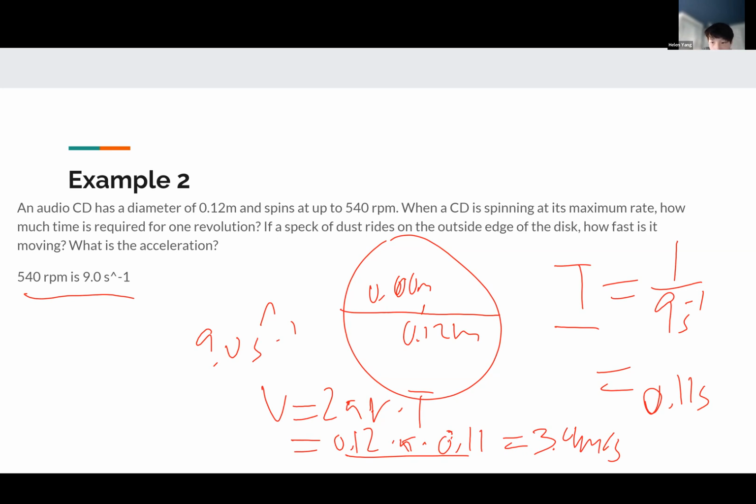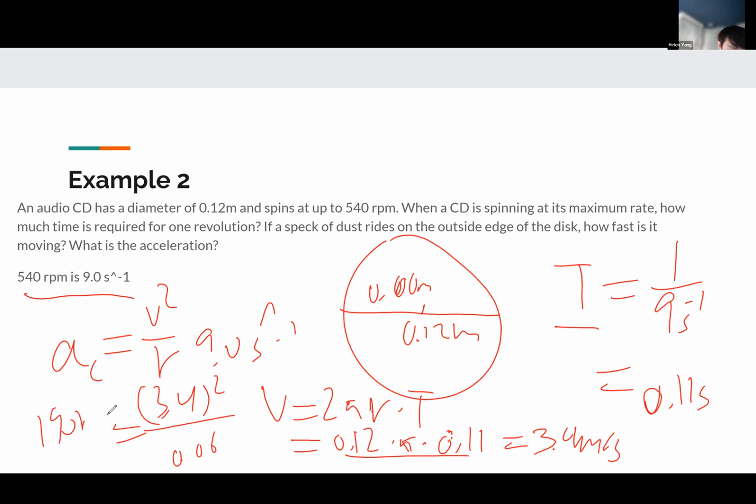And then it asks, what is the acceleration? To find the acceleration, we would just use the centrifugal acceleration equation, so v squared over r. And we know v now is 3.4 meters per second, so it would be 3.4 squared divided by r, which is 0.06. And you would get 190 meters per second squared. So that's how you do that question.